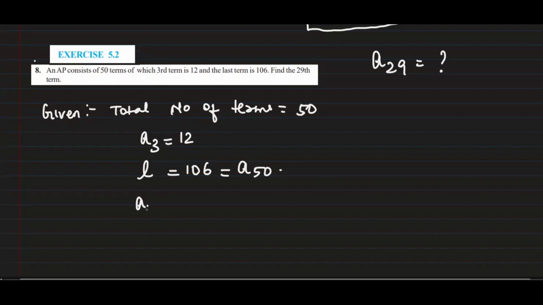So they have not given it to you directly. They have specifically given you that the total number of terms is 50, and the value of the last term is 106. So A50 will be equal to 106. Okay. Now we will use these two pieces of information to get the value of A29.